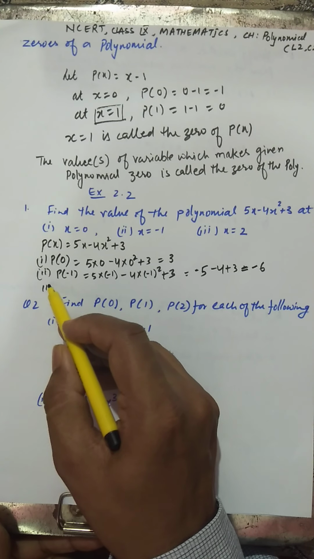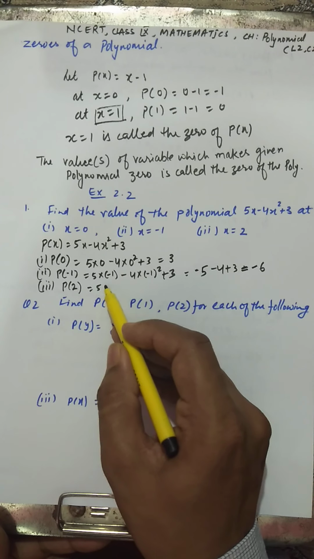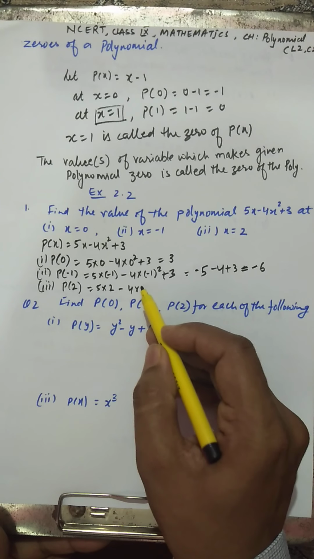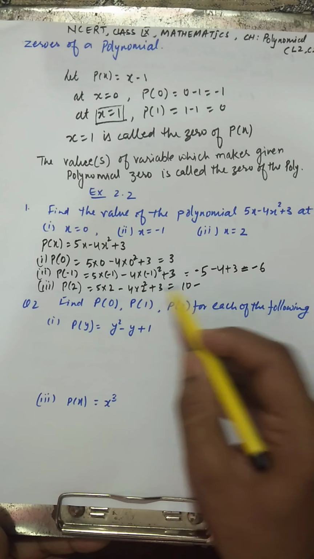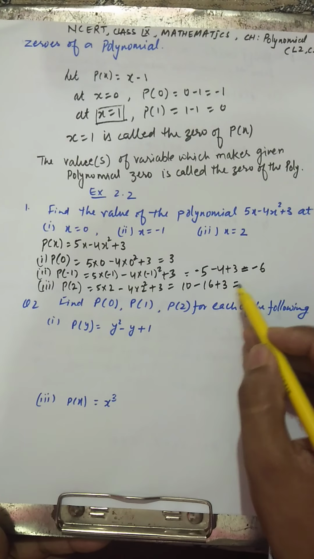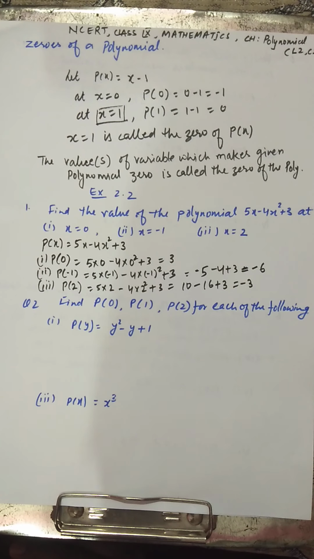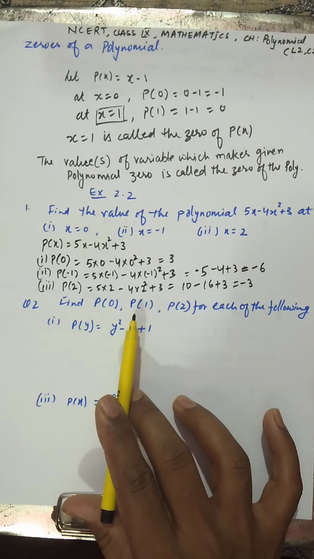Now take the third one, x equal to 2. Put 2: 5 into 2 minus 4 into 2 square plus 3. So 5 into 2 is 10, minus 4 into 4 is 16, plus 3. So 10 minus 16 plus 3 gives minus 3. Again you can see that 2 is not a zero of the polynomial. The value of the polynomial at x equal to 2 is minus 3. Question number 2 is also similar to question number 1.